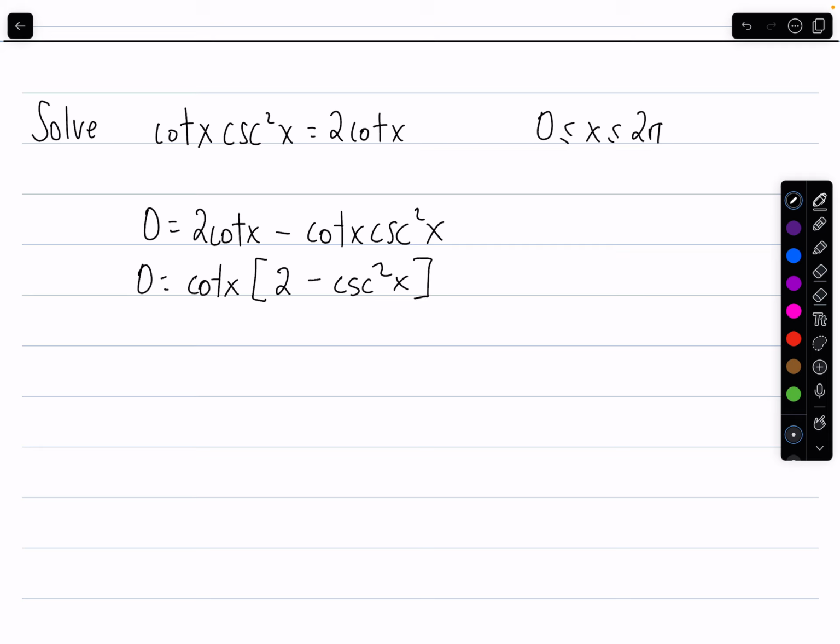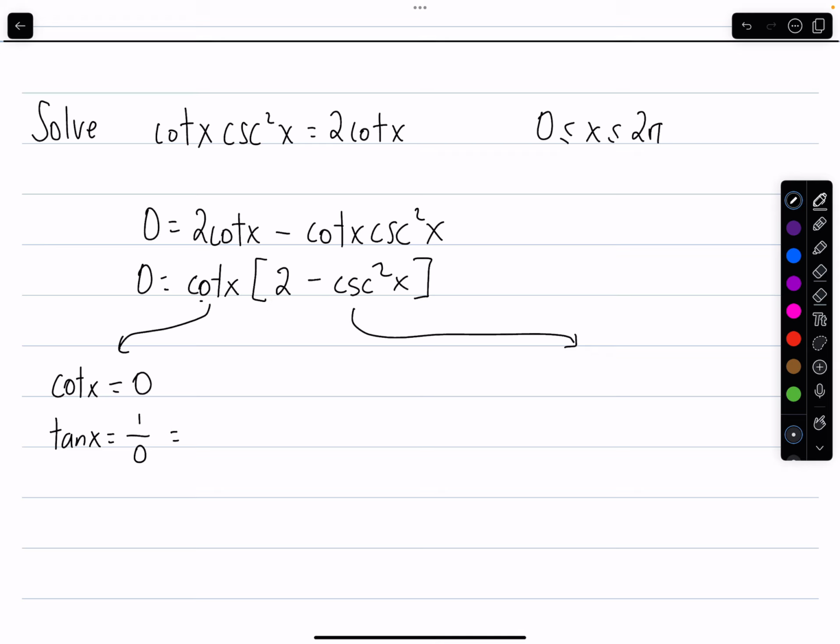Okay. And I'm going to solve for these two separately. So I'm going to solve for this guy, and then I'm going to solve for this guy. So let's look at this. This is going to be cotangent x equals 0. So what would tan x be? Tan x would be 1 over 0, which is actually undefined.